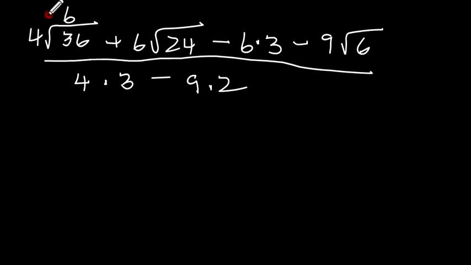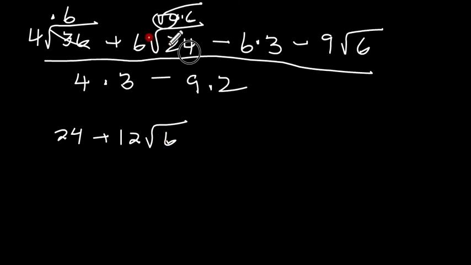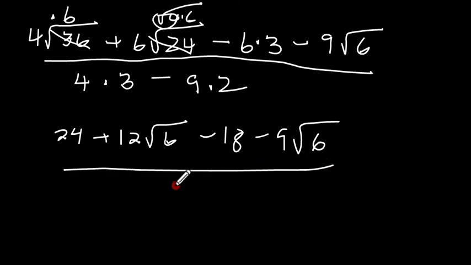So this is going to be a 6, right? And this is going to be the square root of 4 times 6. So the 2 is going to come out. So let's write that down. So we're going to have 4 times 6, because the square root of 36 is 6, so that's 24. Plus the square root of 4 is 2, so 2 times 6 is 12, and we still have the square root of 6 underneath there. Minus 18 minus 9 square root of 6, all over 12 minus 18, which is negative 6.